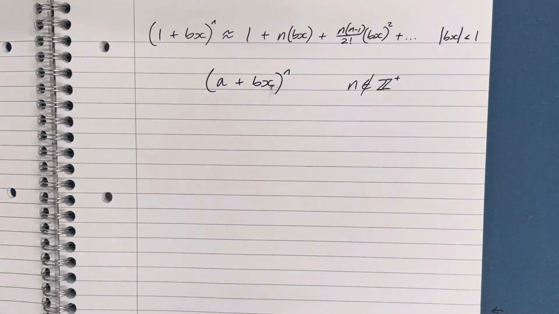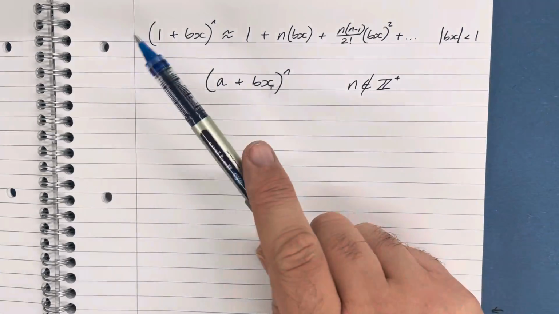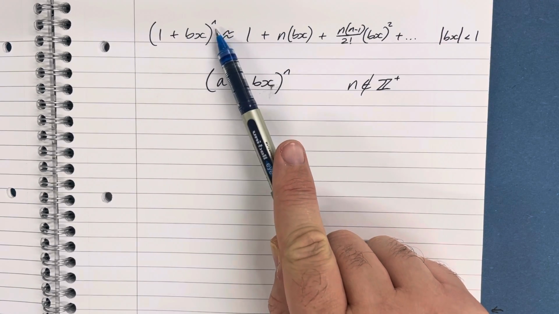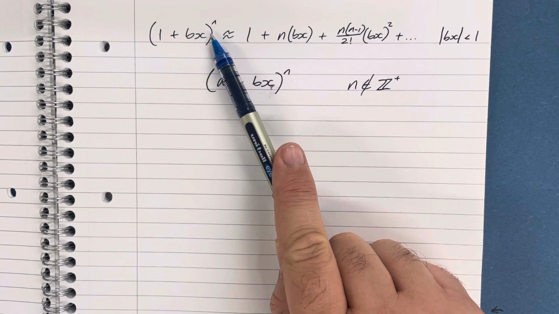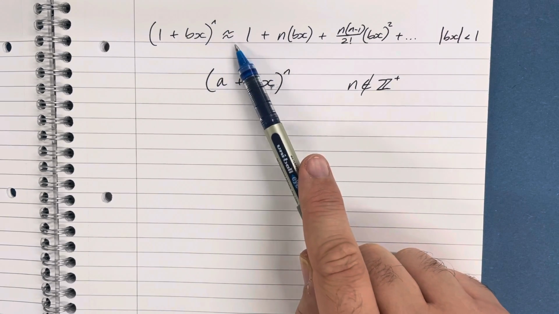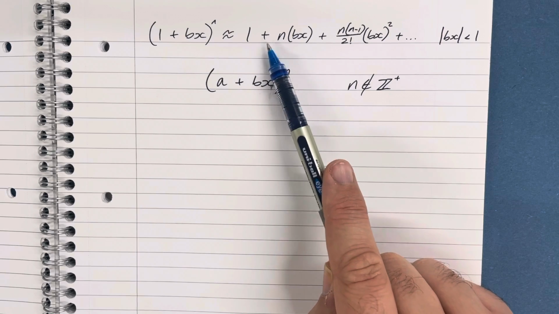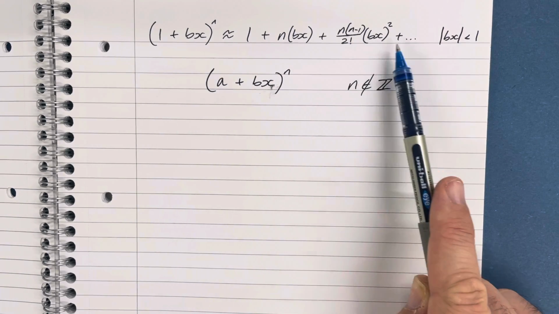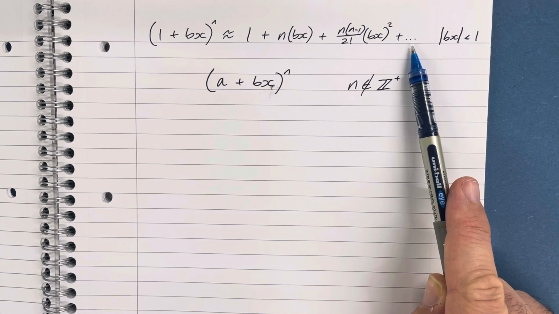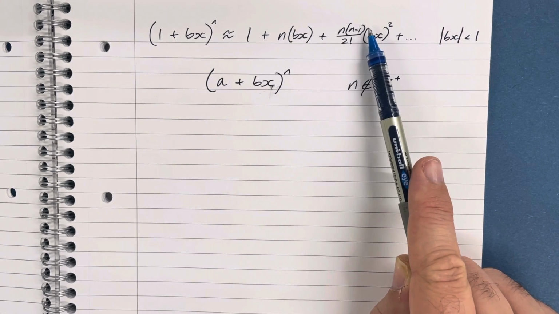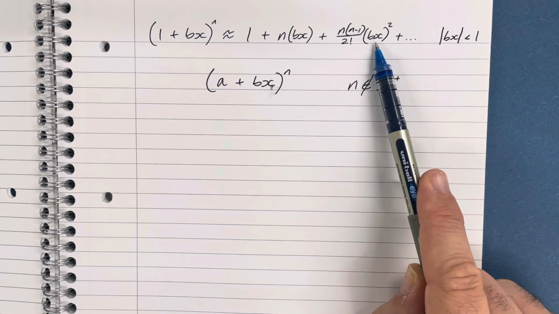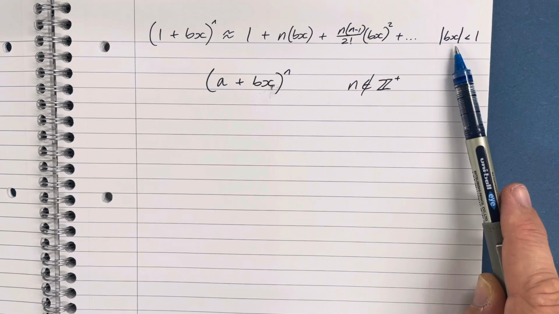Continuing on with Year 13 binomial expansions. In the last video we looked at how to expand (1 + bx)^n, where n wasn't necessarily a positive integer anymore. And we found that this is approximated by 1 + nbx + n(n-1)/2! (bx)^2 + and the pattern continues. The next term would be n(n-1)(n-2)/3! (bx)^3, etc. And this expansion was only valid if the modulus of bx was less than 1.